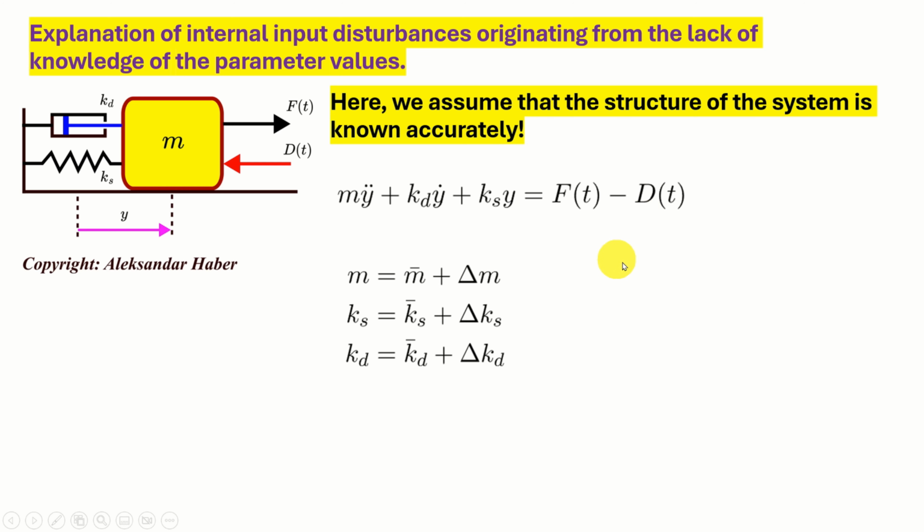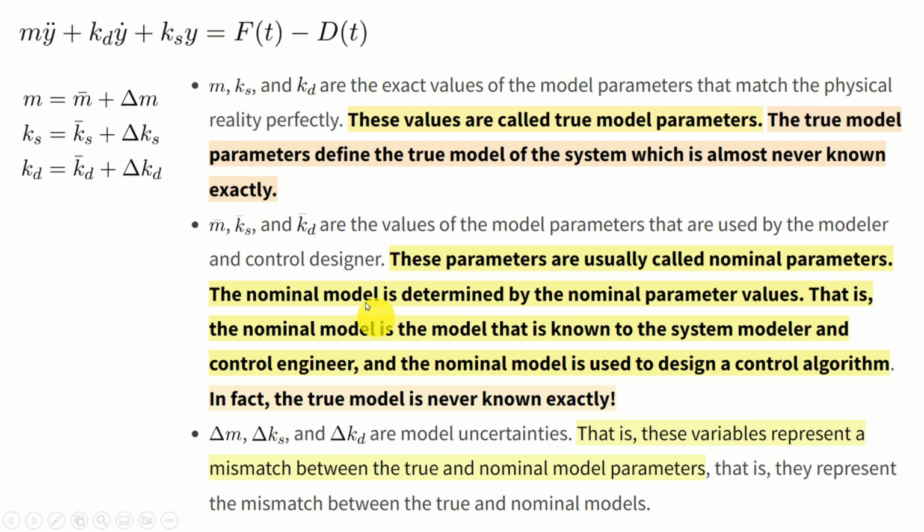However, our modeler does not know the precise values of the mass, damping constant, and the spring constant. In fact, the modeler knows only the nominal values represented by these bars over here. That is, the modeler knows M bar, Ks bar, and Kd bar. Let's explain all the terms once more.